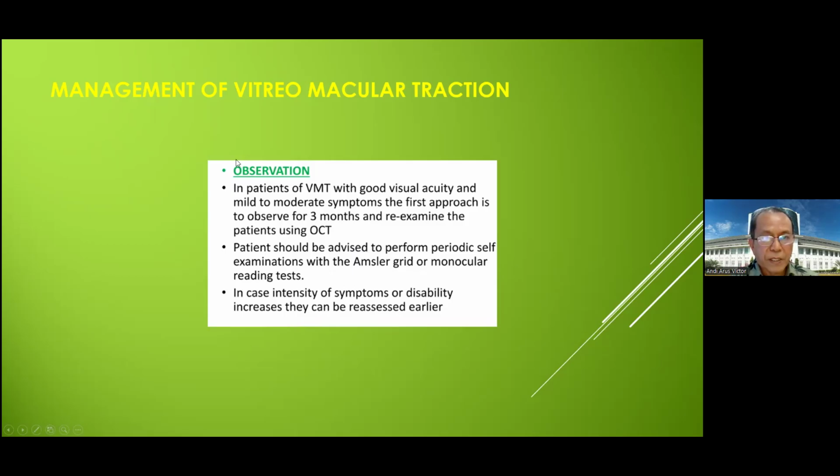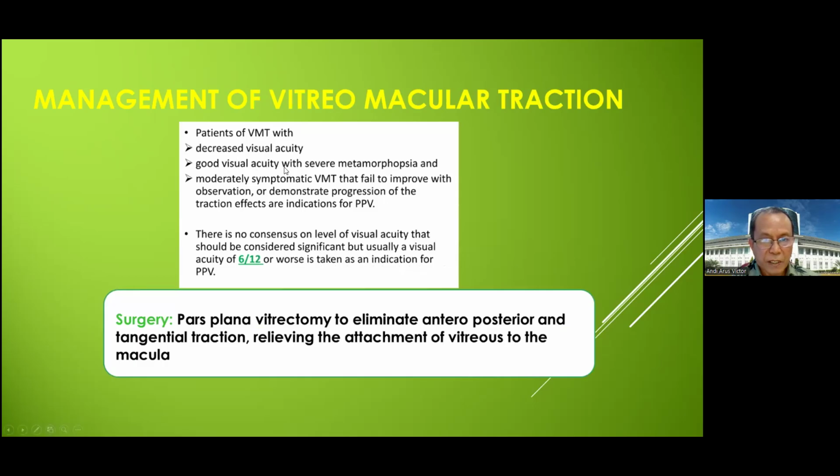And for patients with decreased visual acuity and severe metamorphopsia, or moderate symptomatic vitreomacular traction that fails to improve with observation, or progression of the traction, there is an indication for pars plana vitrectomy. There is no consensus on the level of visual acuity that should be considered significant, but usually a visual acuity of 6/12 is taken as an indication for pars plana vitrectomy.